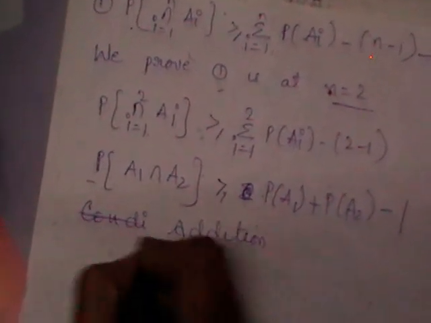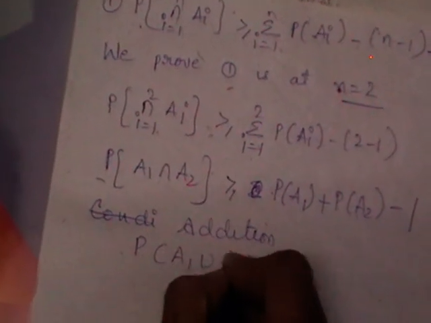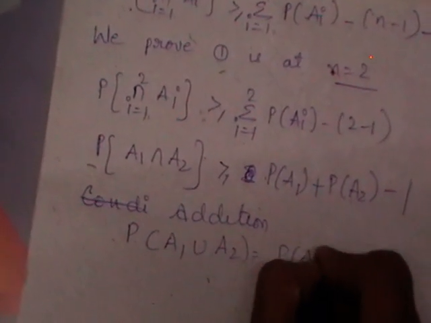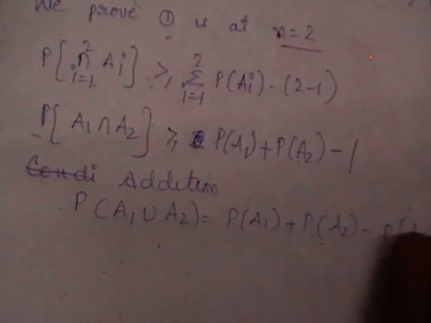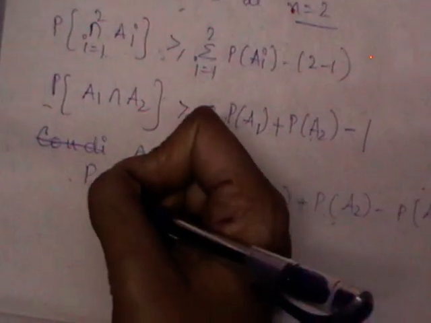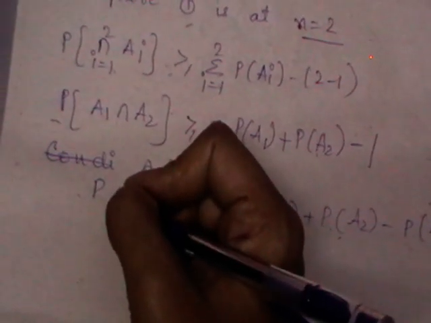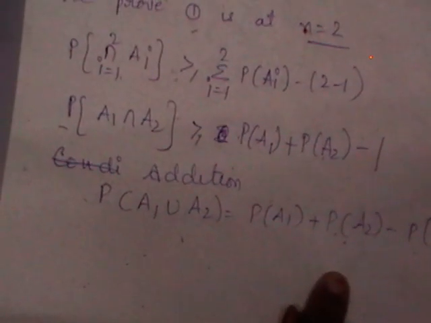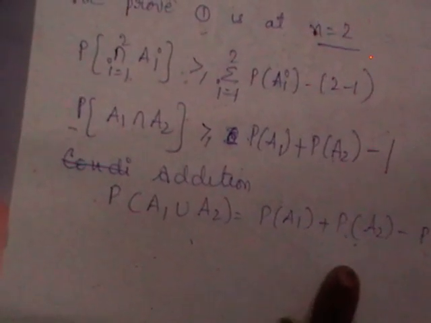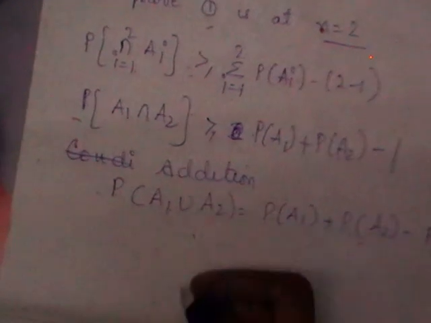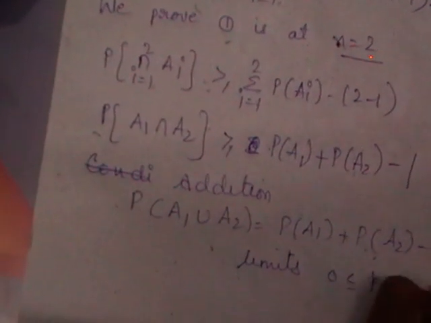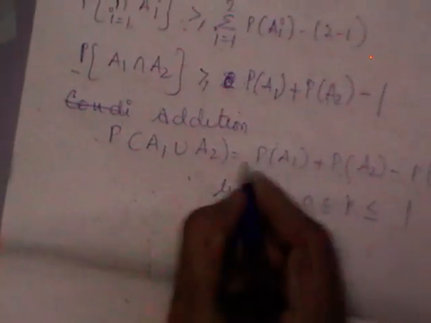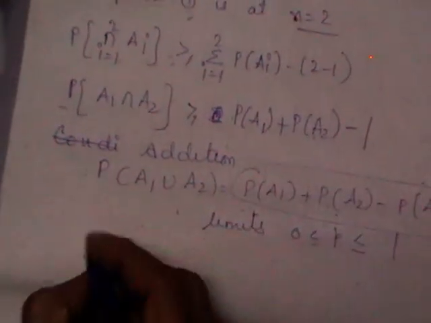What is the addition theorem on probability for two events? P of A1 union A2 is equal to P of A1 plus P of A2 minus P of A1 intersection A2. This is the statement of the addition theorem for two events. From this I am going to write an inequality. What are the limits for a probability? Always the limits for probability are 0 less than or equal to P less than or equal to 1. As the probability always lies between 0 and 1, this entire expression always lies between 0 and 1.